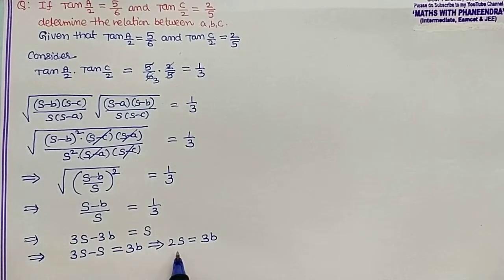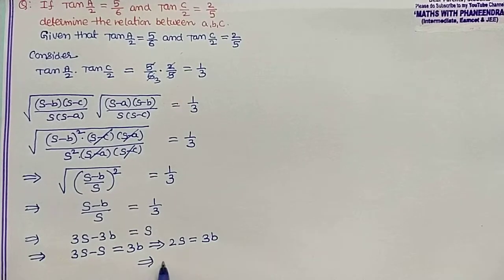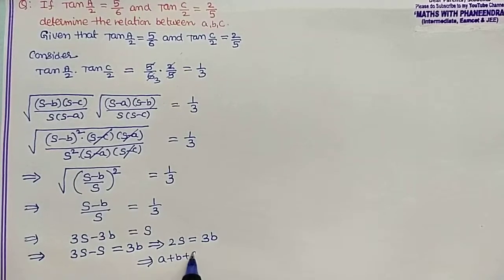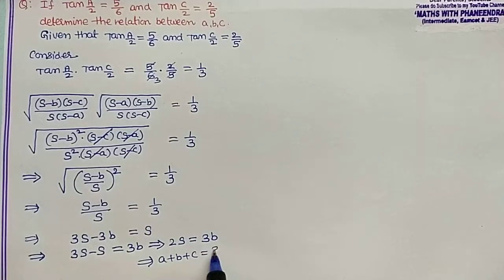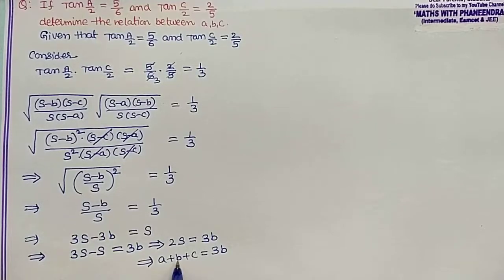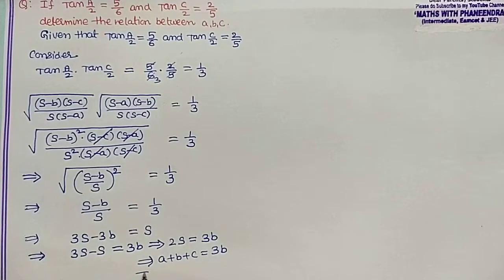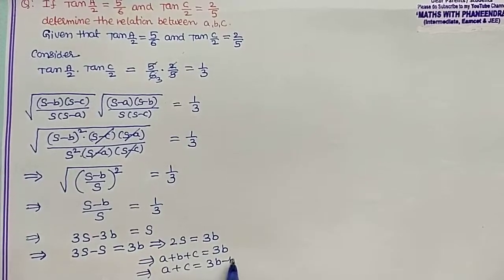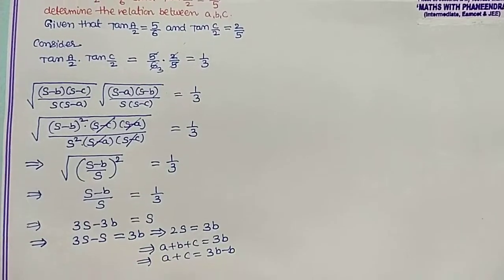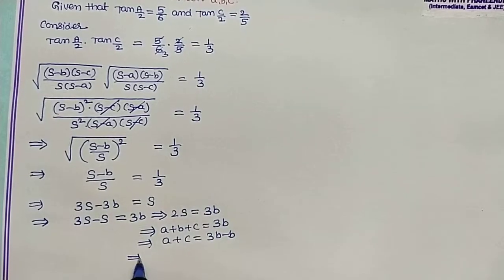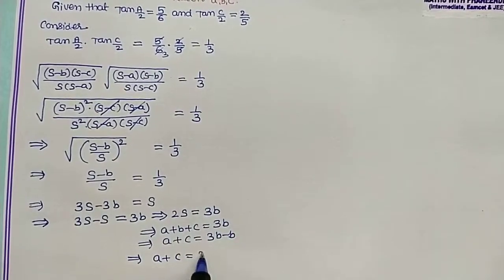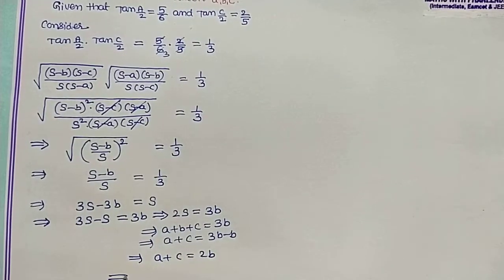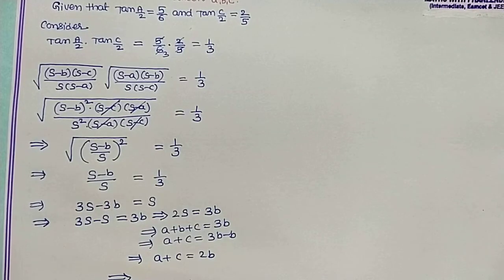What is the value of 2s? A plus b plus c only, no? A plus b plus c equal to 3b. So here b I am taking this side. We will get a plus c equal to 3b minus b, that also equal to a plus c equal to 2b. Sum of the extremes is equal to twice the middle. Therefore, a, b, c are in arithmetic progression.